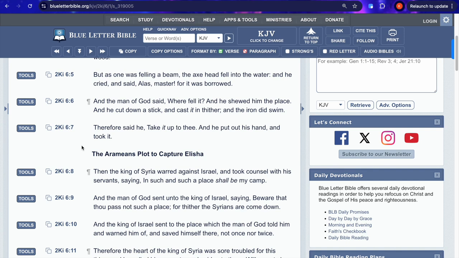So basically, he said, which part of the body of water did the head of the axe fall? So once the prophet showed Elisha, he threw a stick there, and then you can imagine the iron starting to rise up. It's starting to come up towards that area. Therefore he said, Take it up to thee. And he put out his hand and took it.